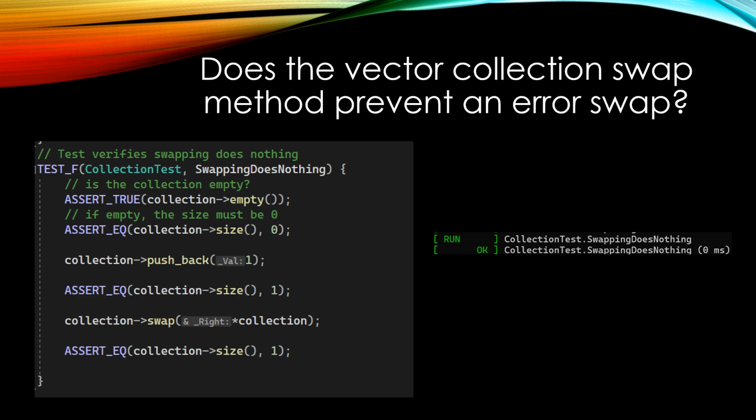This is the last test showcase. This test checks whether swapping a vector with itself has any unintended side effects. The test first ensures the collection is empty, then adds 1 element, verifies its size, and swaps the collection with itself. Finally, it confirms that the size remains unchanged after the swap. The test passing indicates that swapping a vector with itself is safe and does not modify its state, preventing unintended errors.